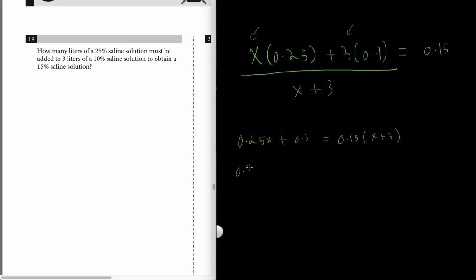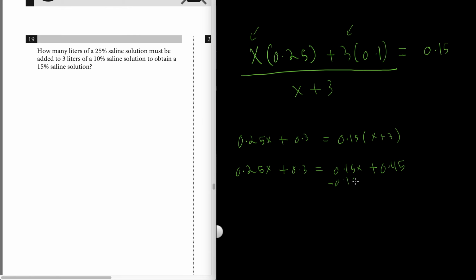Alright, so we have 0.25x. We can't use a calculator, remember that, so we have to just work these decimals out. It's a bit tedious, but we have to do it. We have 0.15x, and then 15% of 3. Well, 10% of 3 is 0.3. 5% of 3 is 0.15. So 15%, we add those two, so it's 0.45. So plus 0.45. Okay, so we can solve for x now.